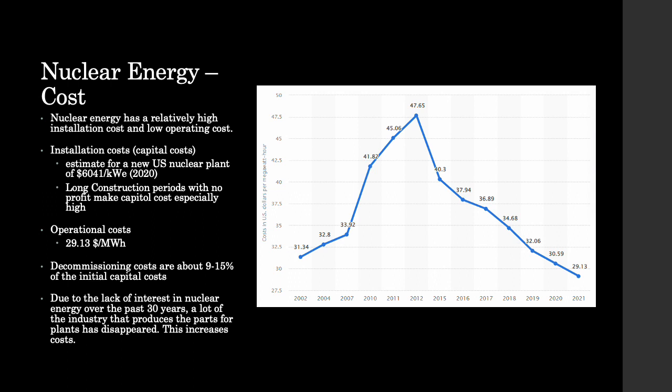Decommissioning costs are also very significant at about 9 to 15% of the initial capital cost. When you're talking capital cost in the multiple tens of billions of dollars, this is a very significant number. Also, due to the lack of interest in the nuclear industry over the past 30 years, a lot of the industry that produces parts and are certified to produce parts for nuclear plants has disappeared because there's just no money in it. And this has also increased installation cost immensely. If we were to reinvest in nuclear and more plants were to be built, a lot of this industry would reemerge and potentially significantly lower the cost of nuclear power.